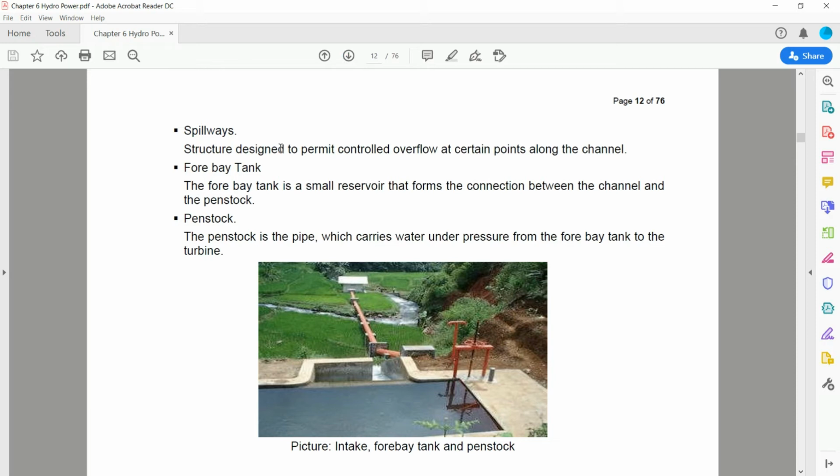Another one is the forebay tank. So this is the forebay tank. The forebay tank is a small reservoir that forms the connection between the channel and the penstock, or the pipeline here. The penstock is the pipe which carries water under pressure from the forebay tank to the turbine.